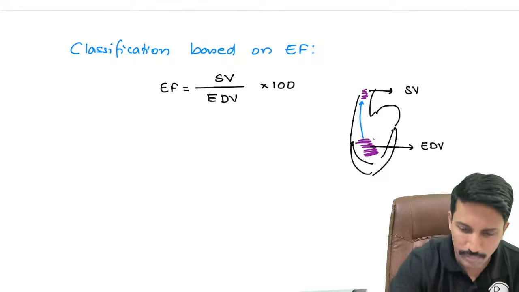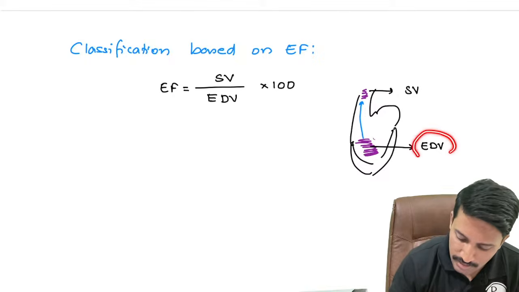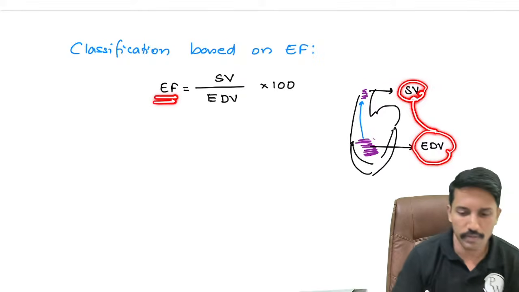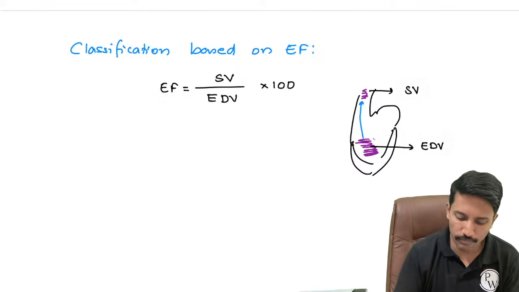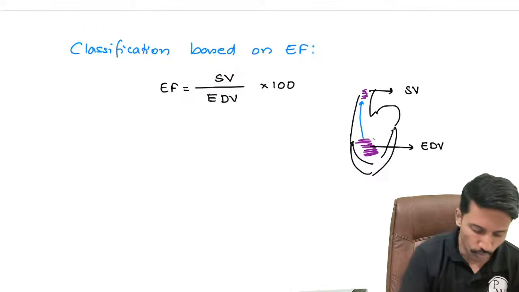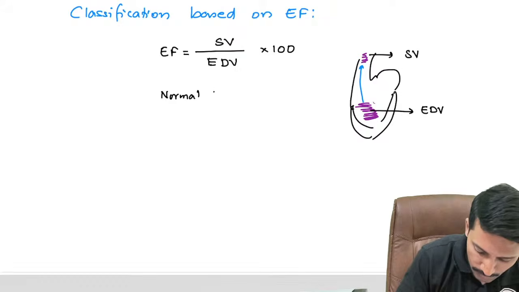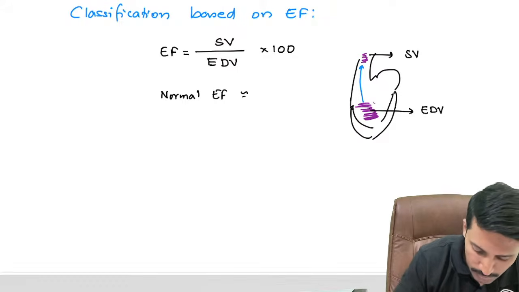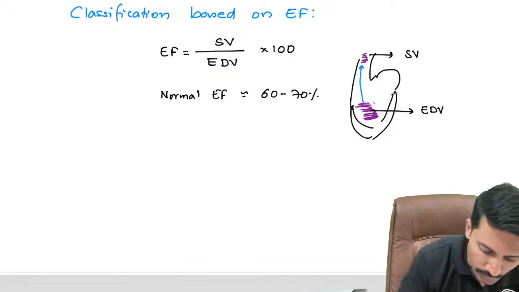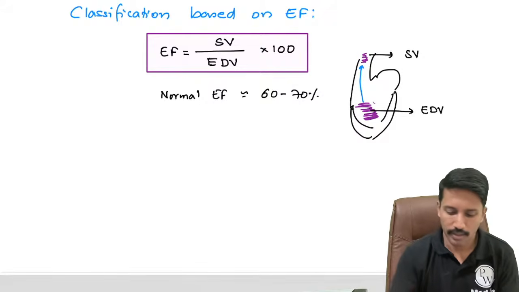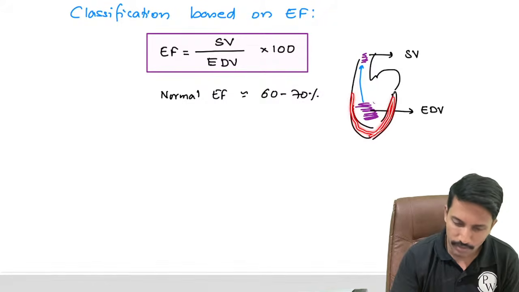And in mathematical terms, what percentage of end diastolic volume got ejected as stroke volume, that percentage is what we call ejection fraction. So that is why the formula is stroke volume divided by end diastolic volume. So the normal ejection fraction is roughly in the range of 60 to 70%. And what is the single most important determinant of the ejection fraction? It is the force of contraction of your ventricle.